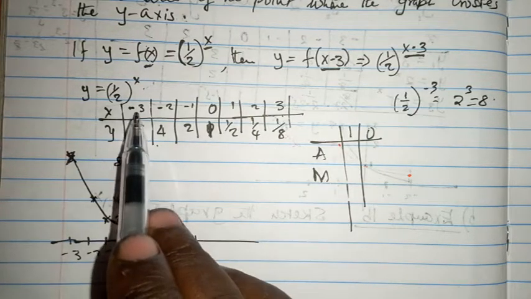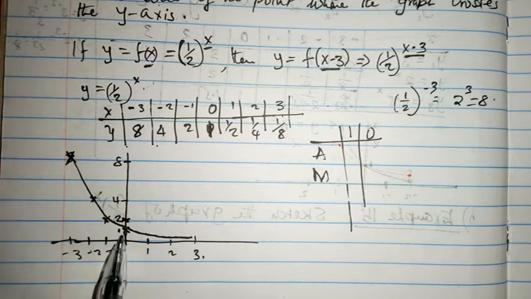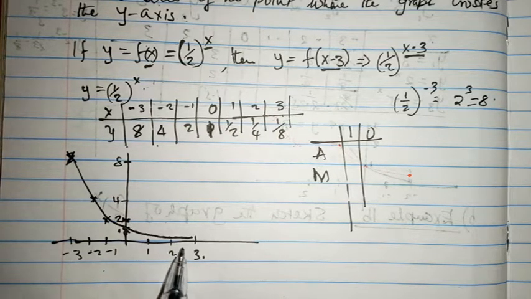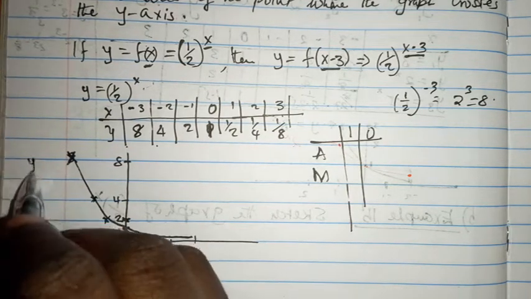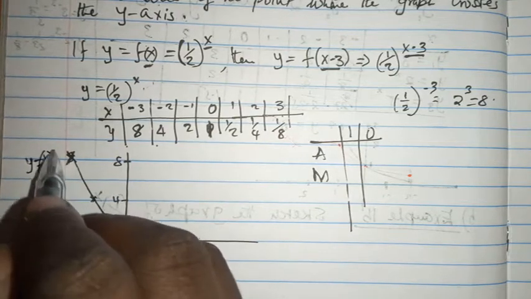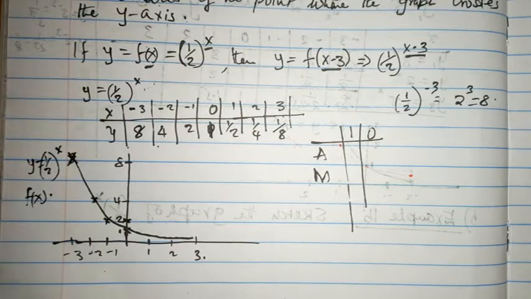That means when x is minus 3, y is 8. When x is minus 2, y is 4. When x is minus 1, y is 2. When x is 0, y is just 1. And when x is 1, y is a half, quarter, eighth. It continues to decrease, but never touches the x-axis. Of course, this is the graph of y equals a half raised to power x, or rather the function of x.